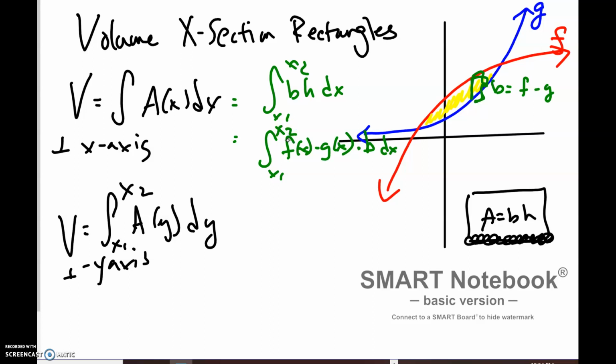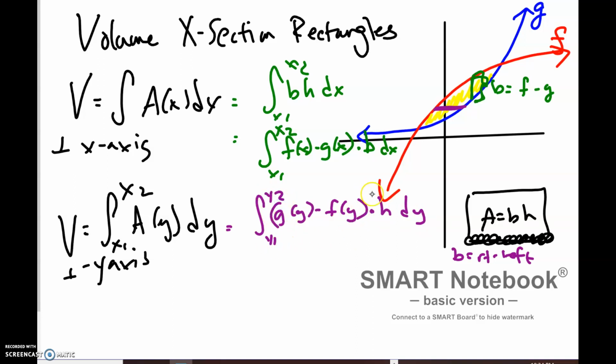Now if I were doing perpendicular to the y-axis, let me just switch colors here. Let's do purple. Then perpendicular to the y-axis is horizontal, and you know horizontal distance is right minus left. So in this case, then my base B would be, if I do right minus left, G of y minus F of y, times H dy, from y1 to y2, and that should be a big parentheses, and so should this over here.